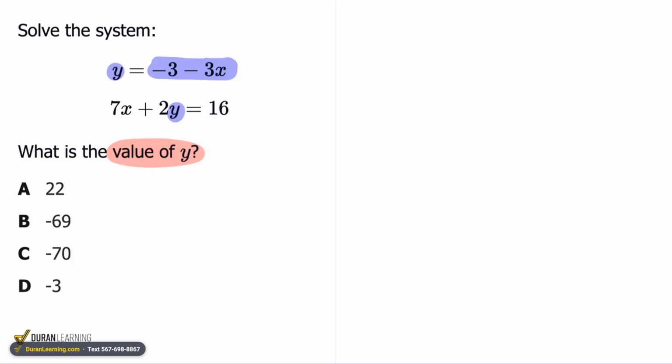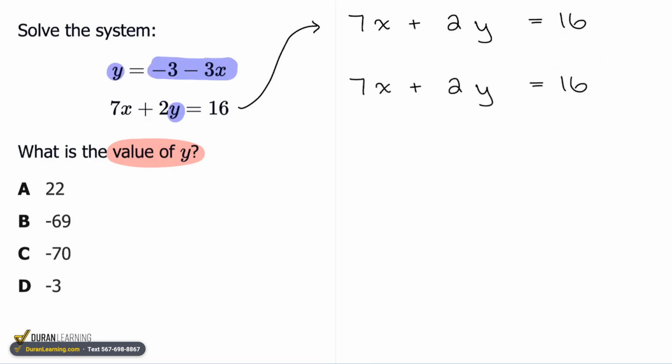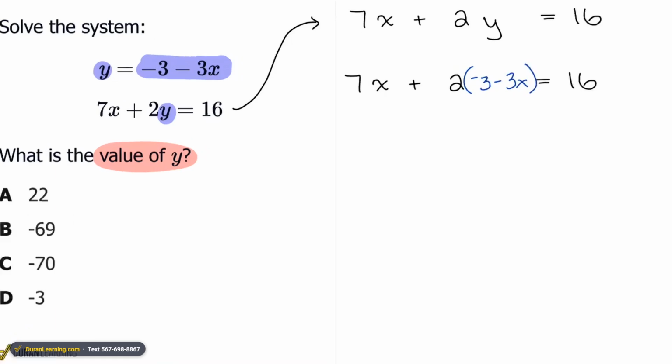Yeah, if we can go ahead and say that the top y is negative 3 minus 3x, that is correct, Joshua. The bottom y can be replaced with negative 3 minus 3x as well. Exactly. And that's exactly what we're going to do. Check this out. I'm going to rewrite the 7x plus 2y equals 16. I am going to replace the y specifically with the negative 3 minus 3x. So right over here, boom, negative 3 minus 3x. That's exactly what I'm going to do.